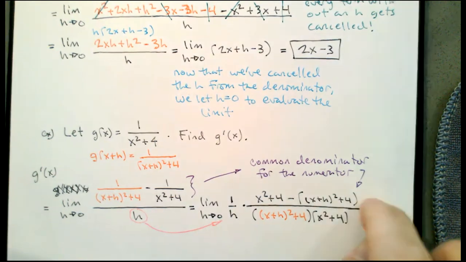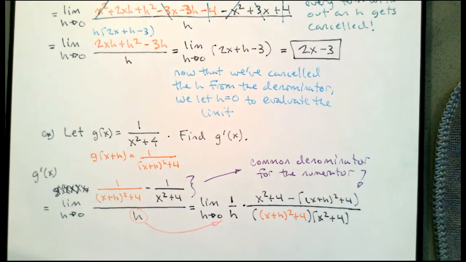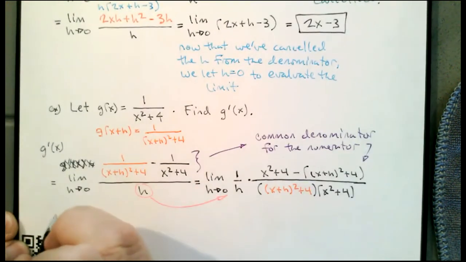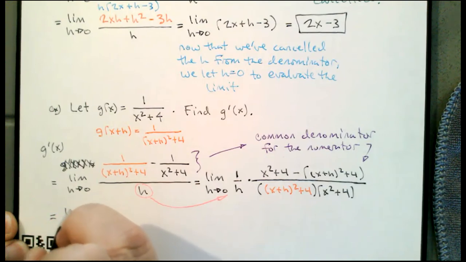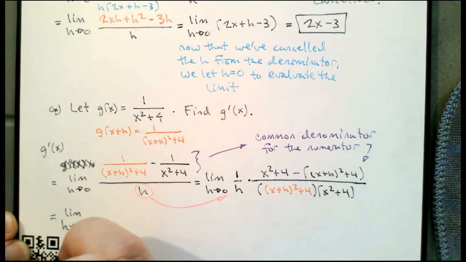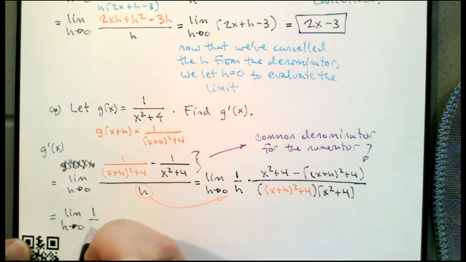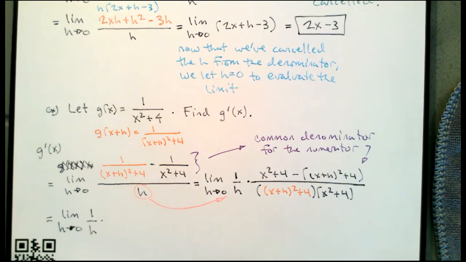All right, now all we have to do is multiply out the numerator and see what happens. We still haven't done the limit, so I still have to keep writing the limit as h goes to 0. I still have the 1 over h. I haven't done anything with that. That's what's preventing us from plugging in h equals 0.